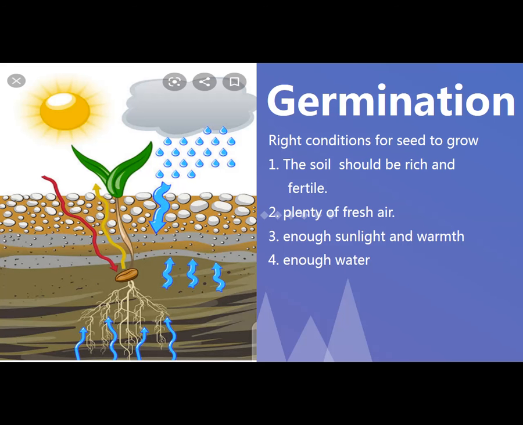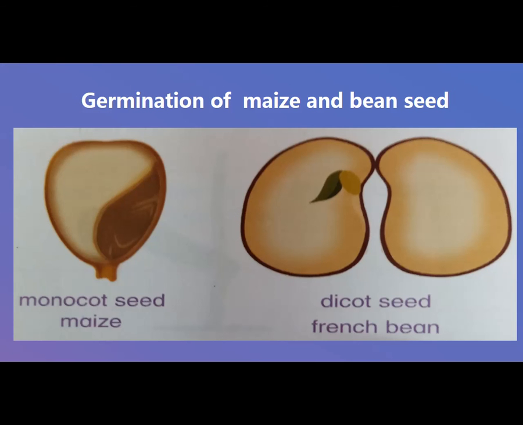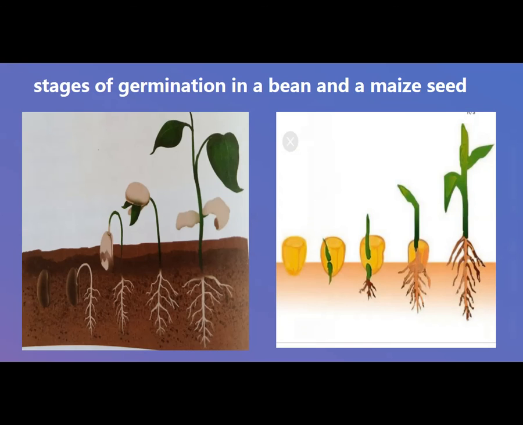The seed absorbs water. The water makes the food inside the seed quite soft. It also helps to break open the seed coat. Inside the seed, the baby plant begins to grow. Here are the stages. Here we see the germination of maize and bean seed. And next are the stages of germination in a bean and a maize seed.